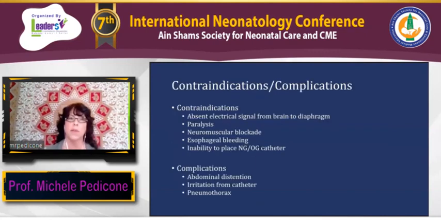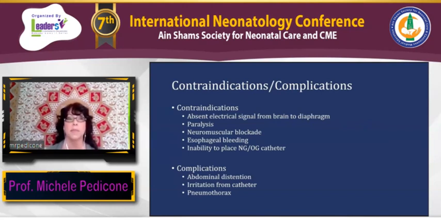As with everything, there are always some contraindications and some complications that we should be aware of before we just run in and try to place every patient on NAVA. Again, that's not appropriate for 100% of our patients in the NICU. So some contraindications would be an absent electrical signal from the brain to the diaphragm, if the baby is undergoing some type of paralysis or neuromuscular blockade, or if there's esophageal bleeding and the inability to place the catheter.